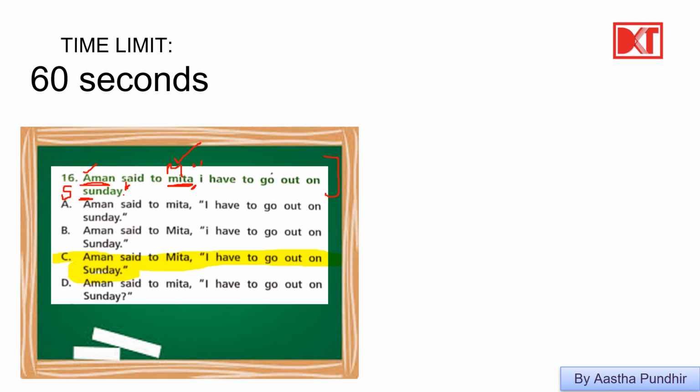Because you see in A, here M is not capital, and in B, here I is not capital. We learned that the pronoun I also has to be capital, right? Pronoun I is always capital. This I is not capital. Then in D, again M is not capital, and there's a question mark at the end, which is incorrect because this is not a question. Alright. So here the answer is C. Aman said to Meeta, I have to go out on Sunday. Let's move on.